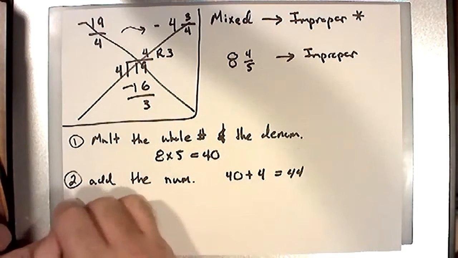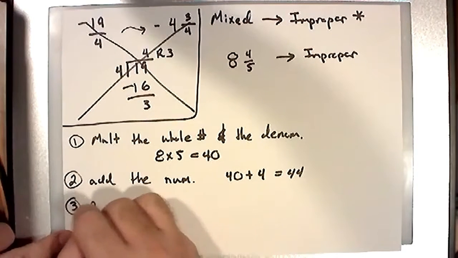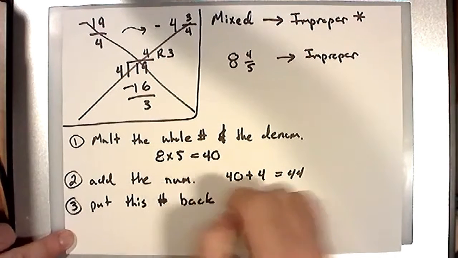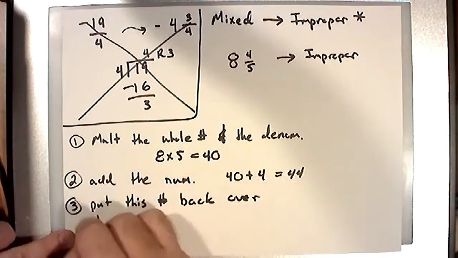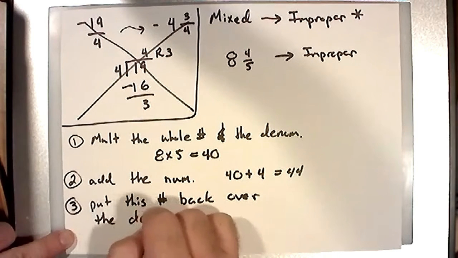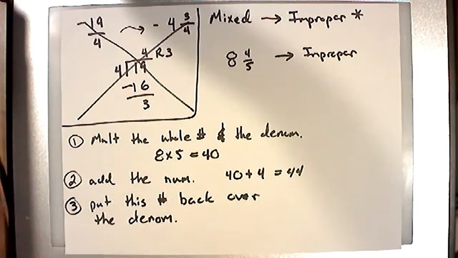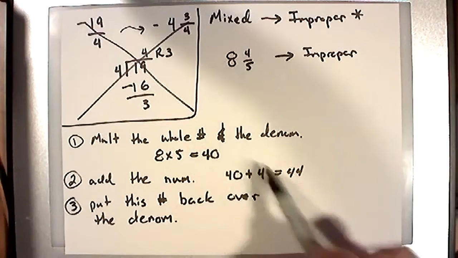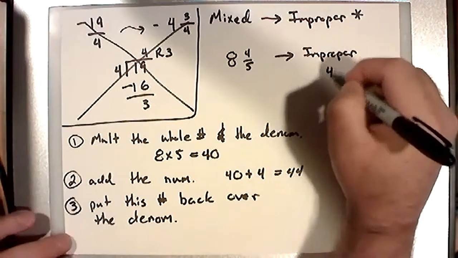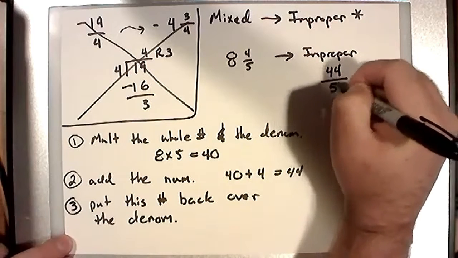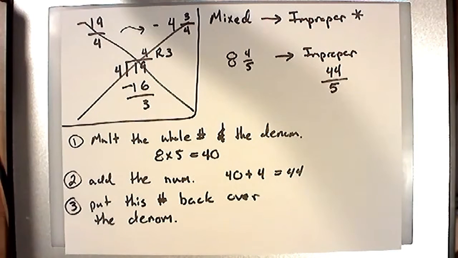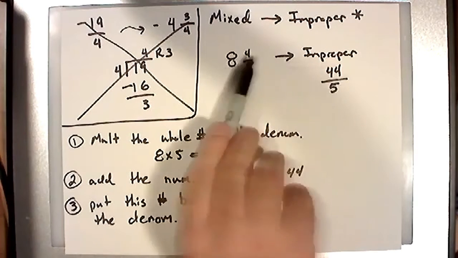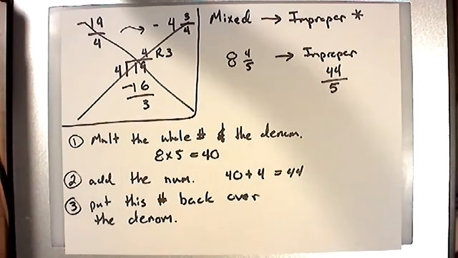And the last step, which really you can say is just a part of the second step, put this number, meaning the number that you have now, back over the denominator. Because didn't we say last time, the denominator will not change. If you're converting between improper and mixed, the denominator is going to stay the same. So we took 8 times 5 and got 40. We added 4 to that to get 44. Now we're going to take that number, 44, and put it back over the denominator. So 8 4/5 is 44 over 5. Again, notice, positive number, positive answer. It's just a conversion of the same number. The signs should not be changing here, all right?